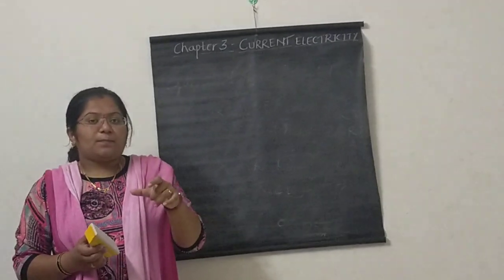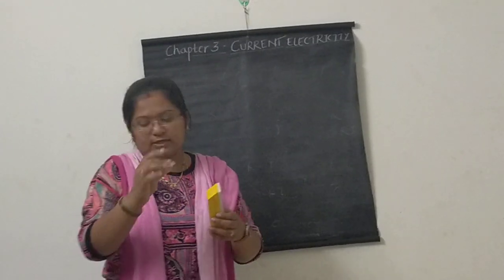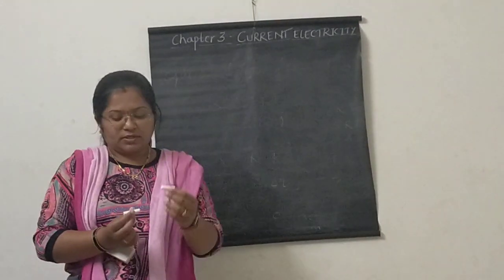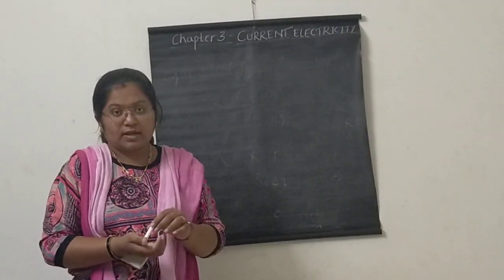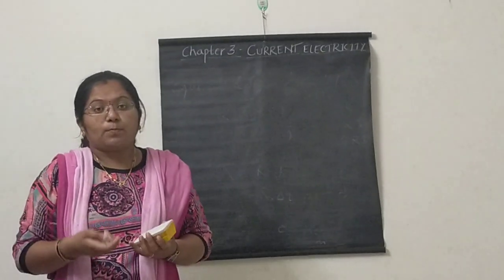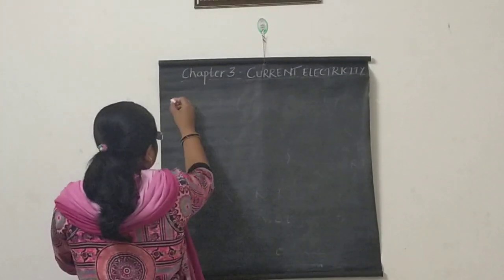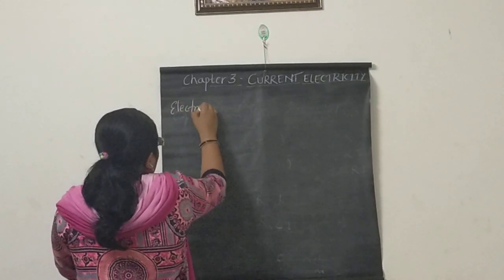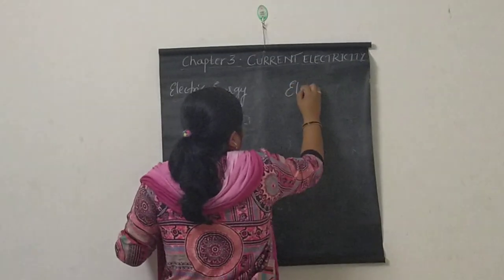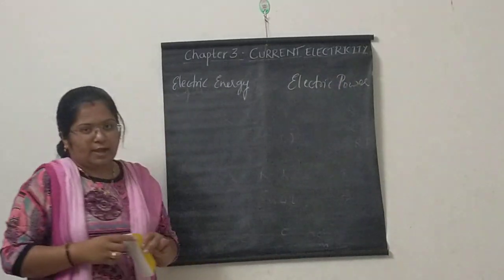Okay. So what happens if you combine two or more resistors? If this is a single resistor, I can combine two resistors: one resistor, two resistors, a third resistor. Like that we can combine the resistors with each other. That we study under combination of resistors. But before going to that, two important definitions we have to study: electric energy and electric power.